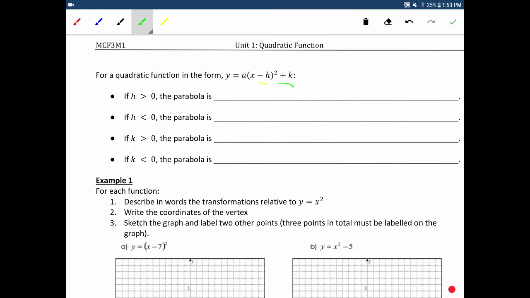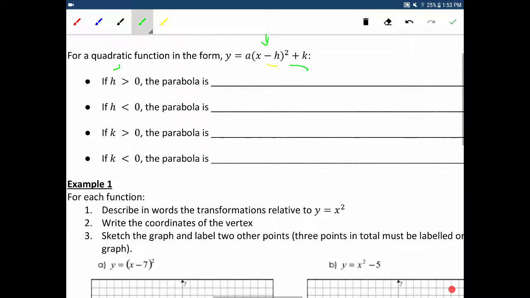So if we have a positive h value, first of all, it's notable that there's going to be a negative here. So we're talking about there's a negative in there, okay? That's important because this is what people get mixed up all the time because it's kind of backwards to what you think. But if it's a positive h, it means there's a minus in there. And that means the parabola is shifted to the right. Okay, so if it says minus 2 in there, it goes to the right 2.